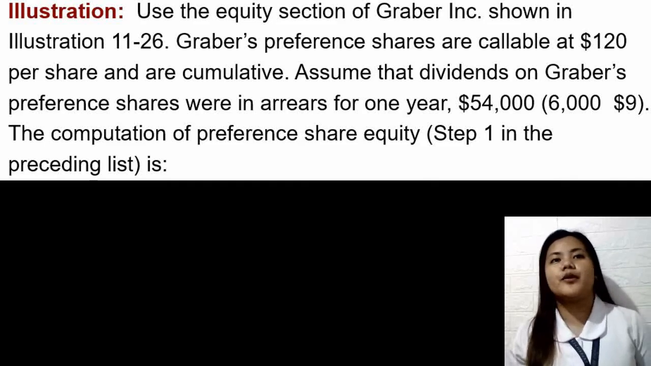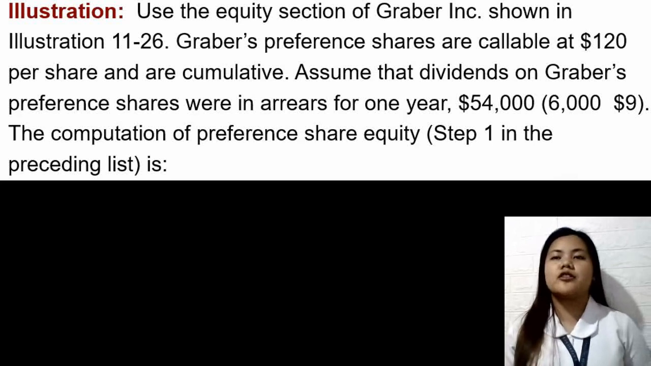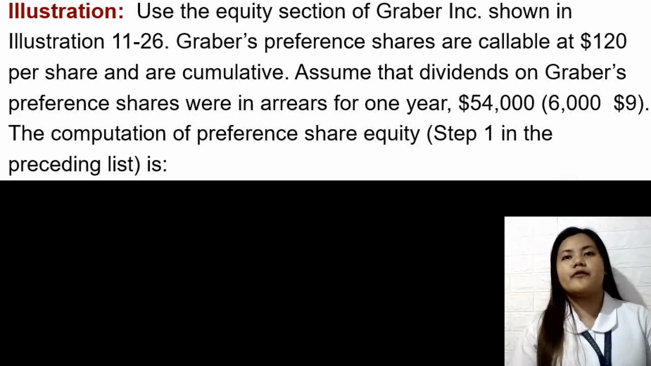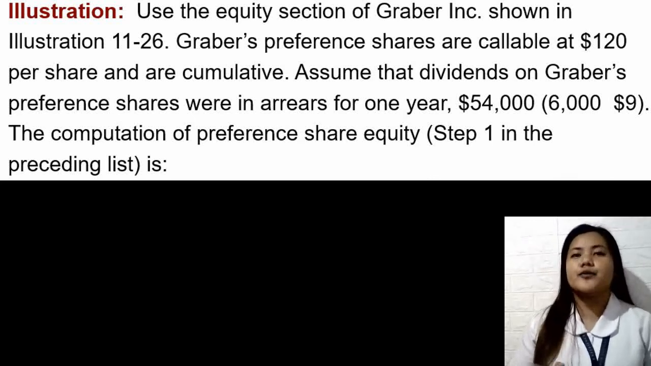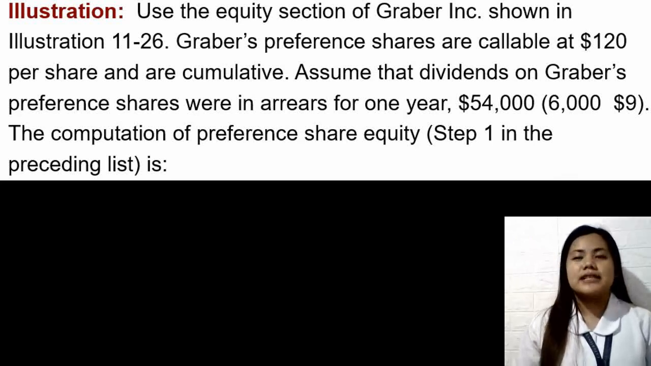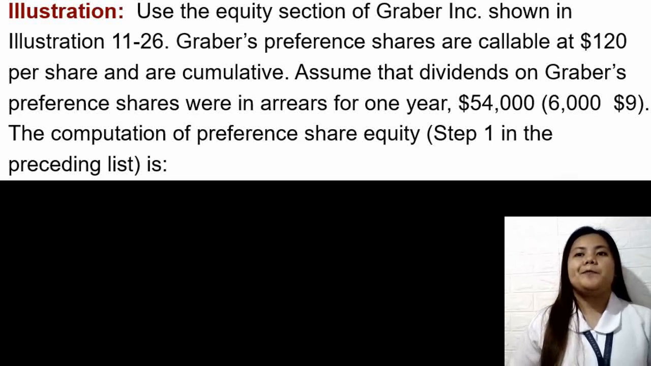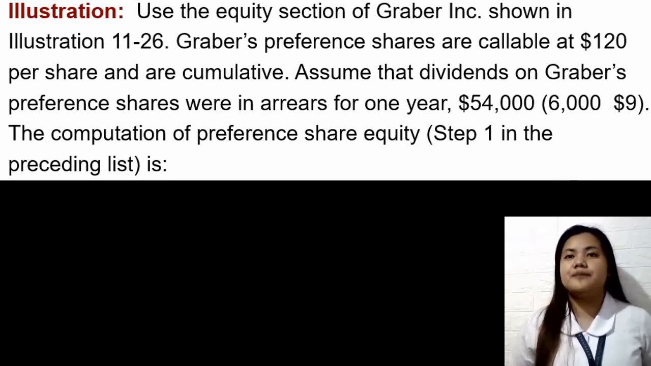For this example, we have used the equity section of Graber Incorporated shown in illustration 11-26. Graber's preference shares are callable at $120 per share and are cumulative. Assume that dividends on Graber's preference shares were in arrears for 1 year of $54,000, on 6,000 shares of $100 par.